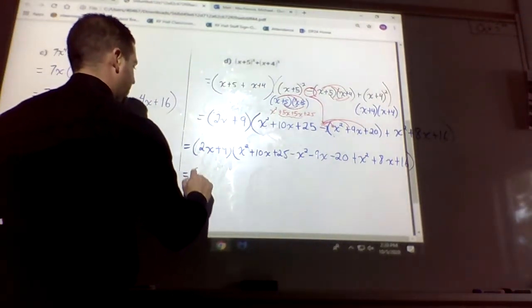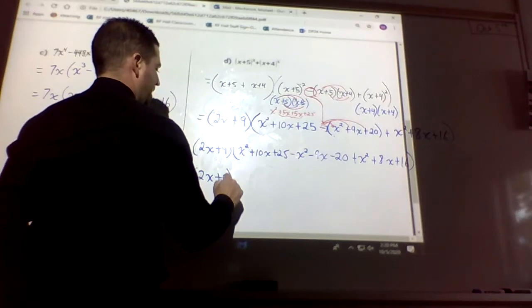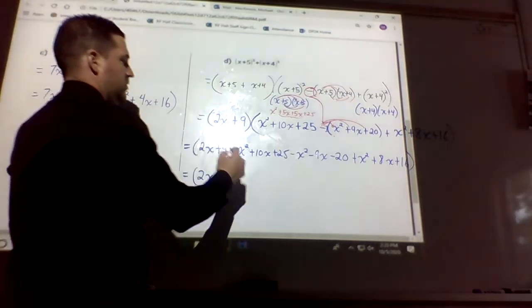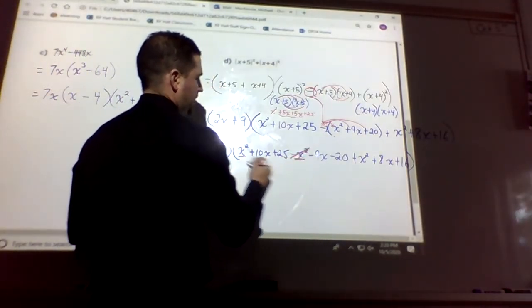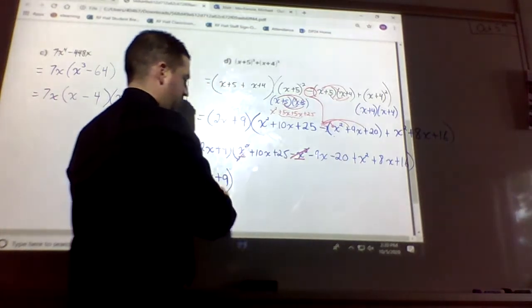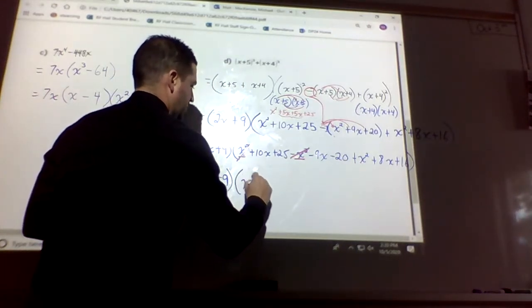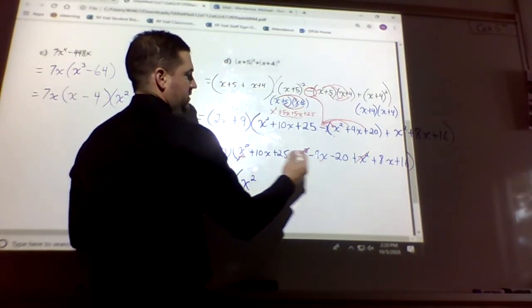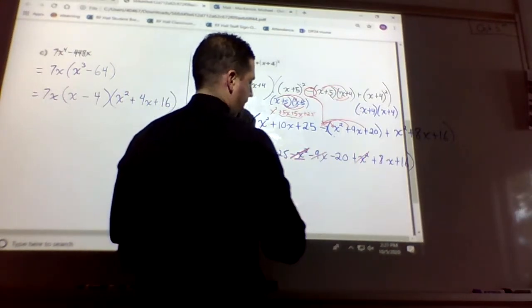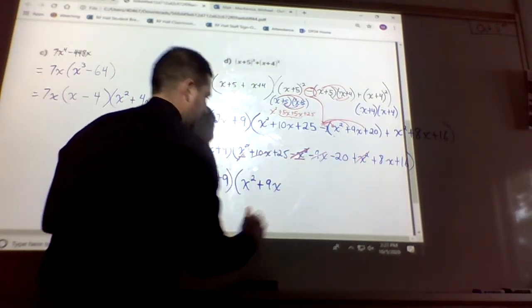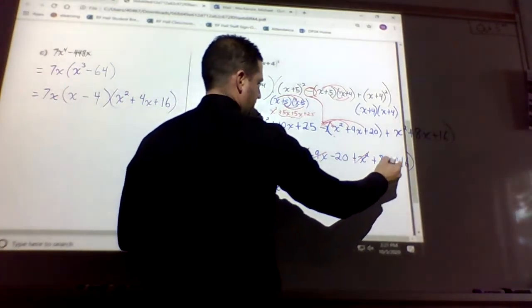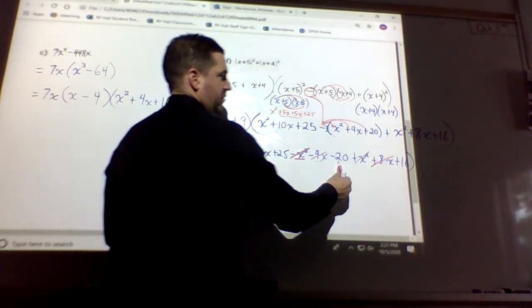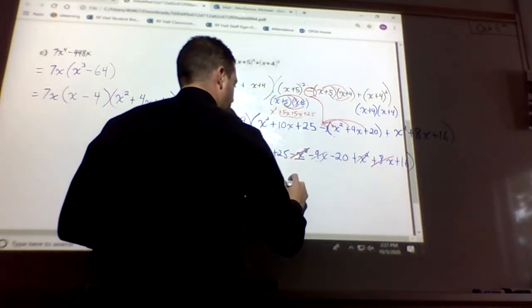Okay, we're going to do one last step. So we're going to simplify it now. You don't need to collect like terms and simplify, so this is grade 9 now. So x squared minus x squared crosses off, plus x squared. So we're left with just an x squared. 10x minus 9x is 1x, plus 8x is 9x. So 10 minus 9 is 1, plus 8 is 9. 25 minus 20 is 5. 5 plus 16 is 21.